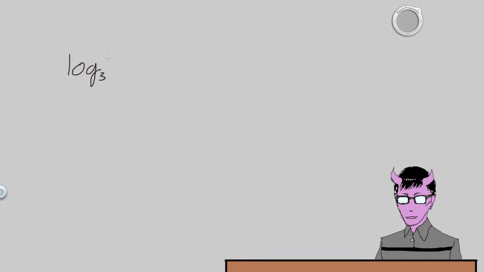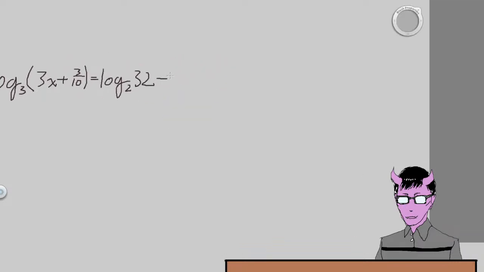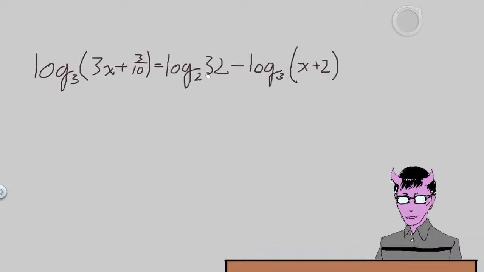So we're going to have log base 3 of 3x plus 3/10, and that is going to be equal to log base 2 of 32, well, you could already see this is transformable, minus log base 3 of x plus 2. Alright, so that's the problem.